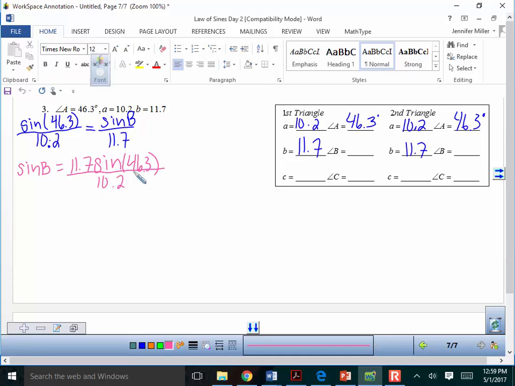I skipped a step there when I was cross multiplying. I skipped some steps. If you need me to go back or have any questions about how I got that, please raise your hand and let me know. Alvin, do you see what I did? I cross multiplied and then I divided by the 10.2.